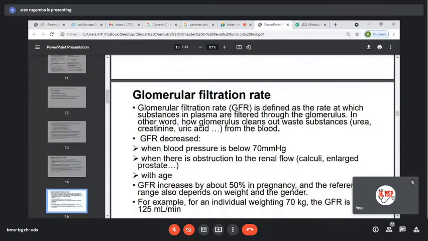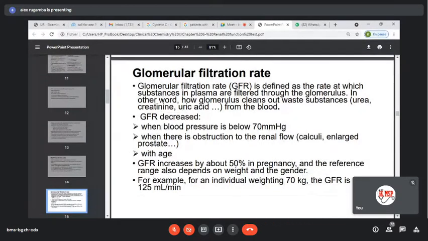So the glomerular filtration rate. Glomerular filtration rate is decreased when the blood pressure is below 70, this 70, and when there is obstruction of renal flow. Glomerular filtration rate increases by 50% in pregnancy. The reference range depends on the weight and the gender. For example, in an individual weighing, glomerular filtration rate is from 120 to 125 per minute.